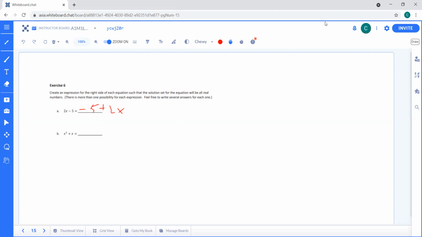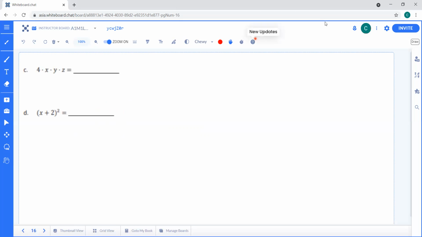For B, we could call this x times x plus 1, because if you do the distributive property, you're going to get the exact same thing there. All right, what about this?